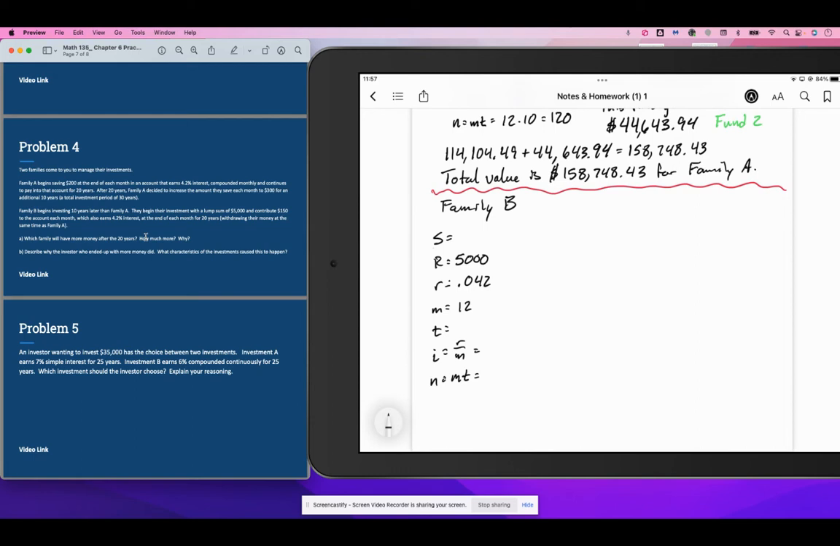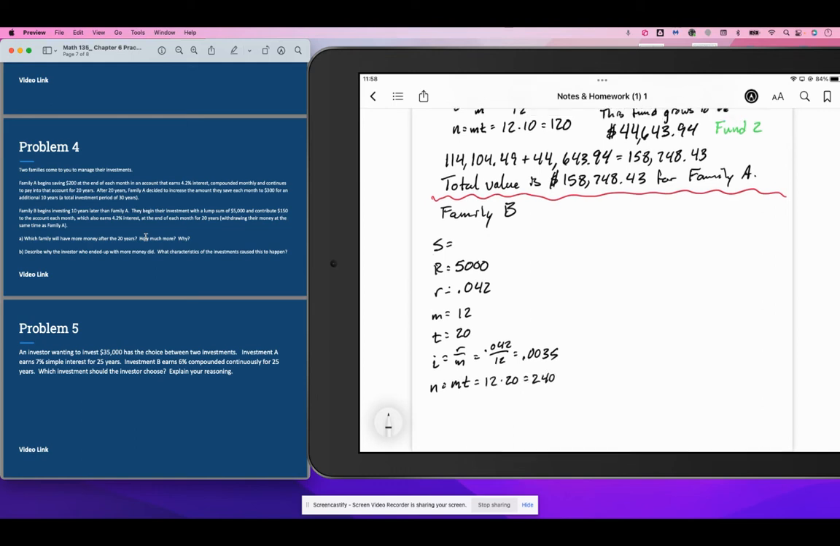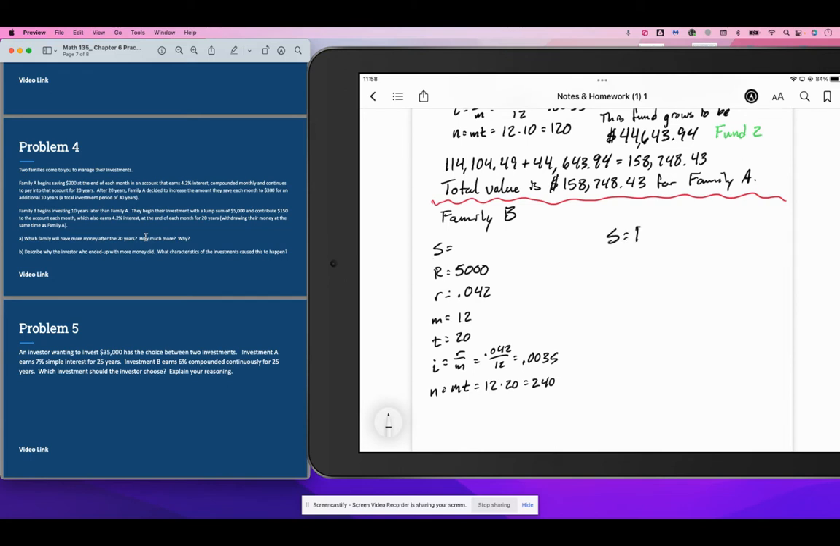How long are these people investing? For 20 years? Yep. So 0.042 over 12 is going to be our 0.0035 again. And n is going to be 12 times 20, which is 240. So compound interest for this $5,000. Got a little bit of cleaning up to do here. So S equals P times (1 plus i) to the power of n.